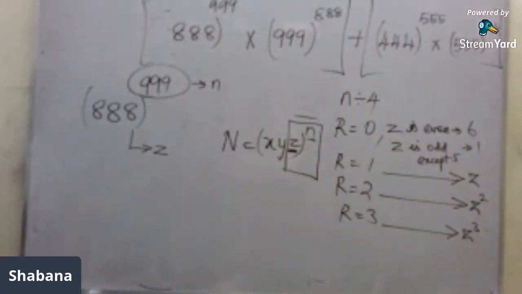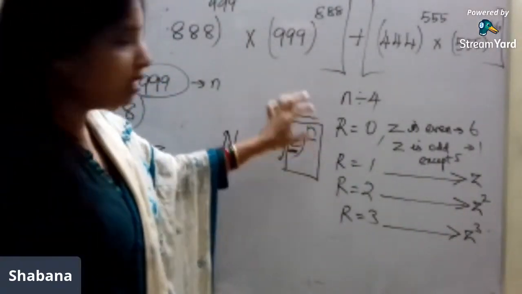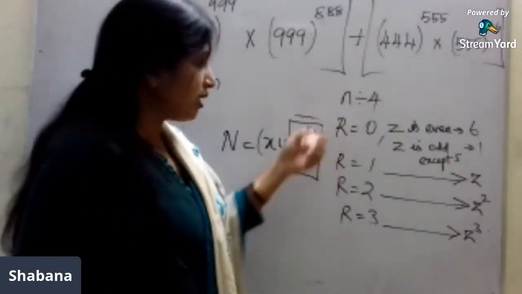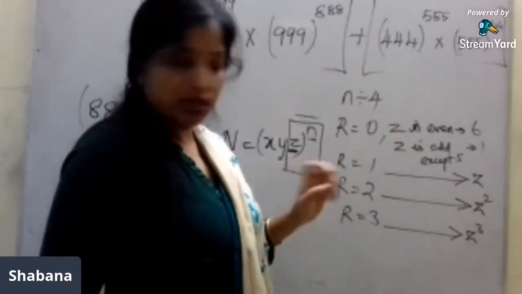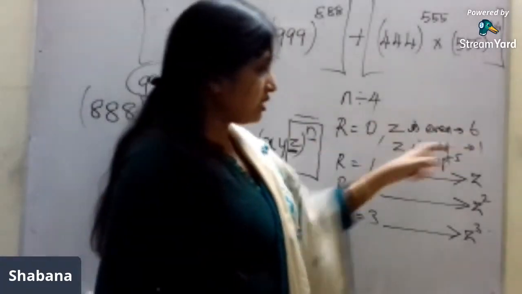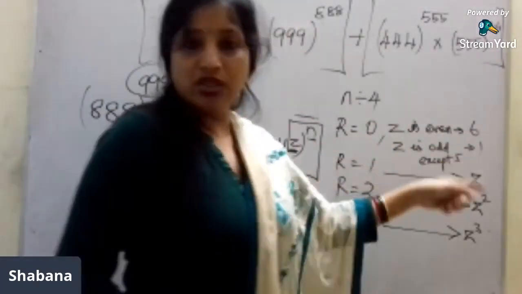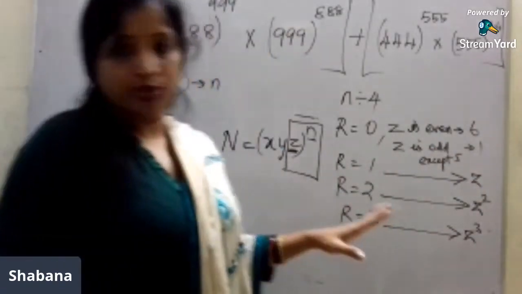Okay, I repeat. You take this number, for instance, and all your focus is only on z and n. The number in the power you divide by 4, and you have a possibility of getting remainder 0, 1, 2 or 3. If your remainder is 0, you look out for whether z is odd or even. If it is even, it is 6. If it is odd except 5, it is 1. If your remainder is 1, your last number is z. If your remainder is 2, it is z square. If your remainder is 3, it is z cube. Done.